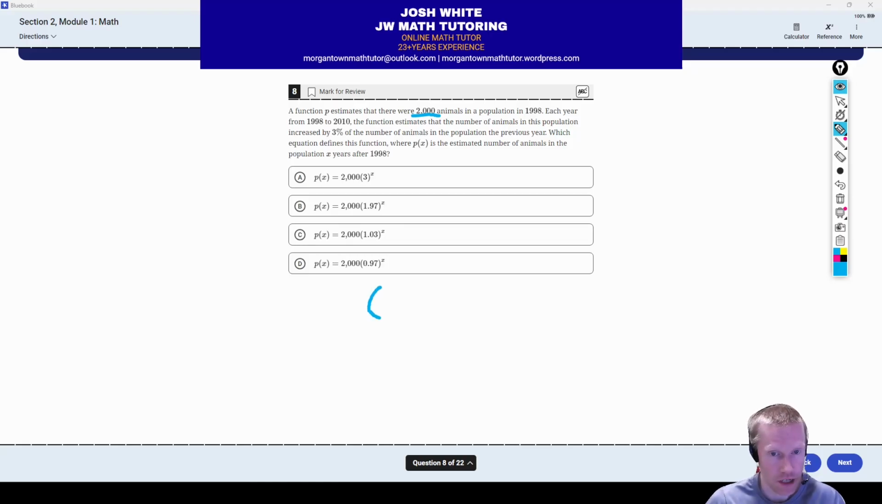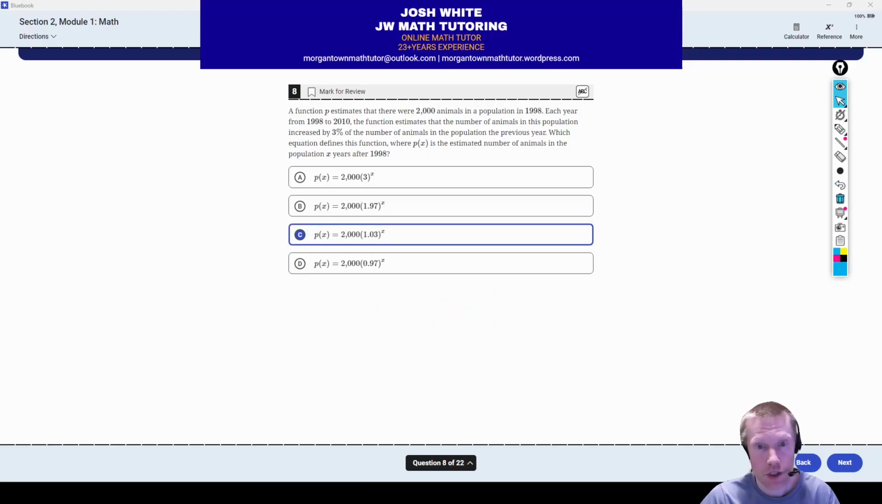Exponential functions are basically set up as 1 plus or minus r, where r is either the growth rate or the decay rate or decline rate. So here, r is the 3%, or as a decimal, 0.03. So 1, and since this is increasing, it would be 1 plus 0.03 or 1.03. That's the number in the parentheses. So the correct answer is going to be letter C.